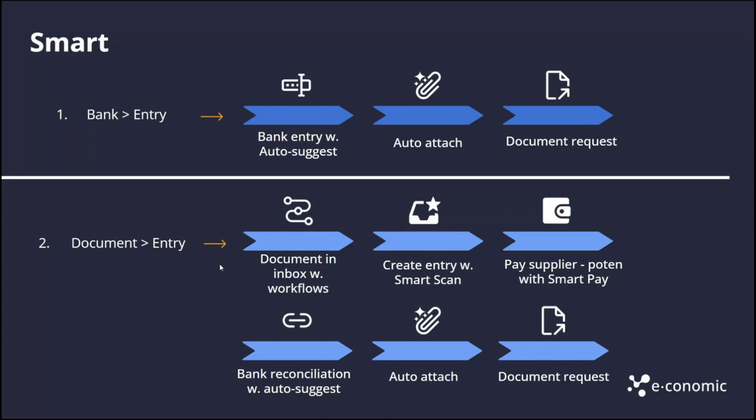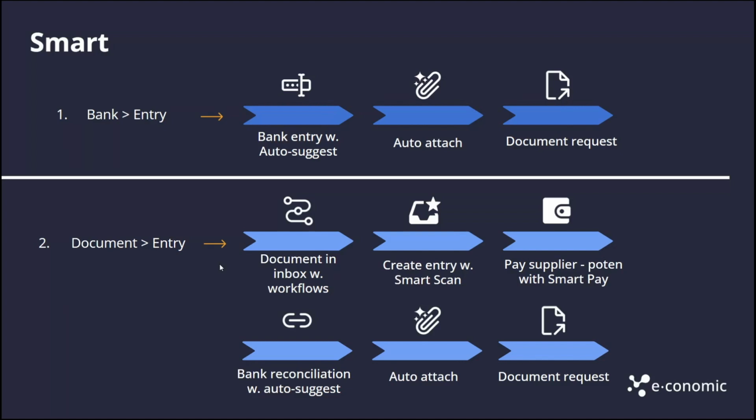Then you can create an entry, and here you will have help from our smart scan, which scans the document and fills out data such as date and amount. After that, it is possible to send it to the journal. If we're speaking of supplier invoices, you must pay them at one point, and for that you can use SmartPay. SmartPay has its own course, therefore I won't go into that in this course.